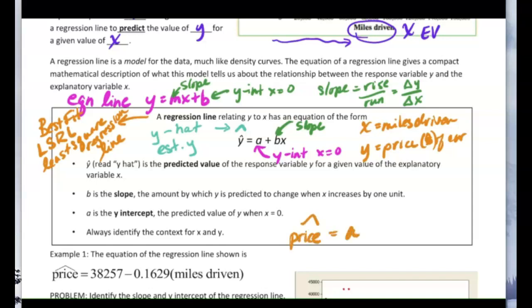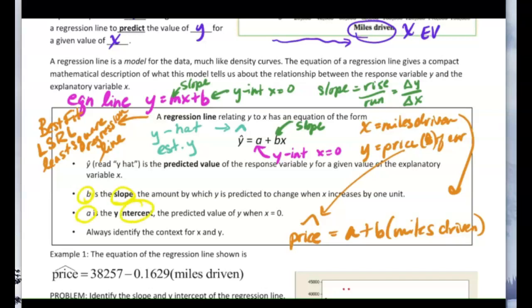equals a plus b times the miles driven. So notice all I did there was I replaced the letters x and y with what they actually stand for. So the miles driven go in here and the predicted price goes right here. All right, everything else is just a reminder of how it relates back to our algebra stuff. We remember that b is the slope, and we remember that a is the y-intercept.